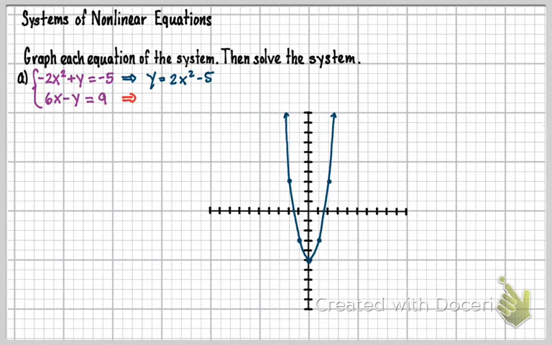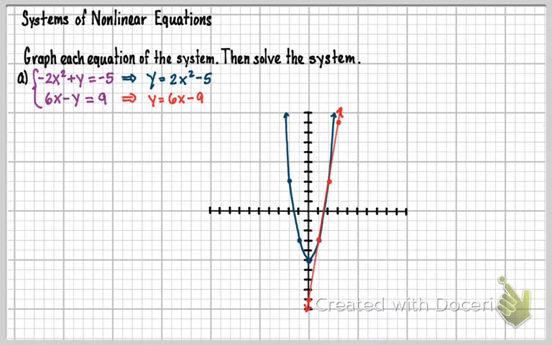So again, I'm going to solve for y. So I'm going to move the y this way and the 9 this way. So I'm going to get y equals 6x minus 9. So then I would go 9 down, so 3, 6, 9. And again, this one's going to be a line, so that's my y-intercept. And then I'm going to go up 6, and then to the right 1. So I'll just put a few more dots on there. Now I just have to connect the dots. So there's our graph, and we can see that we intersect here and here. And that's what it means to solve the system.